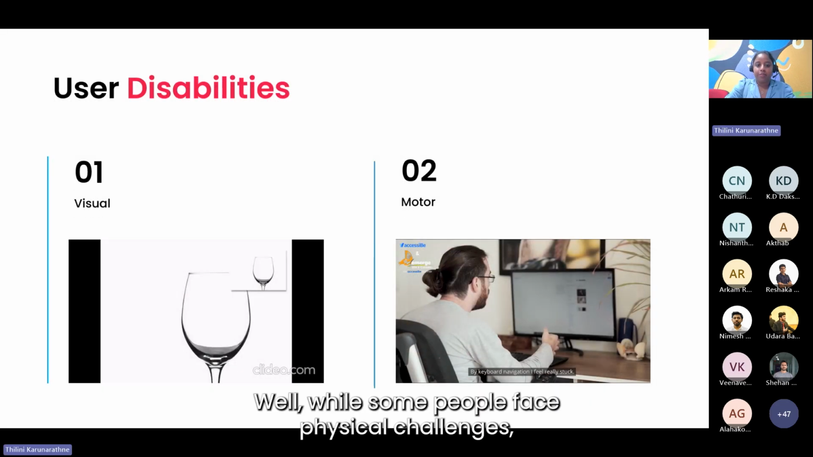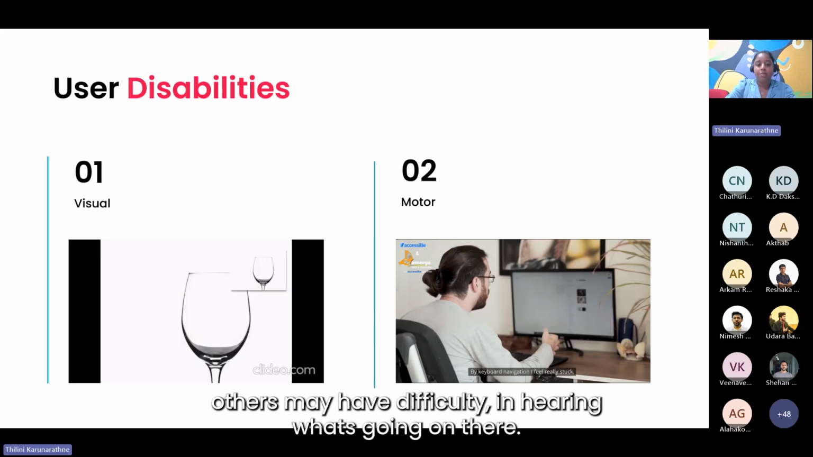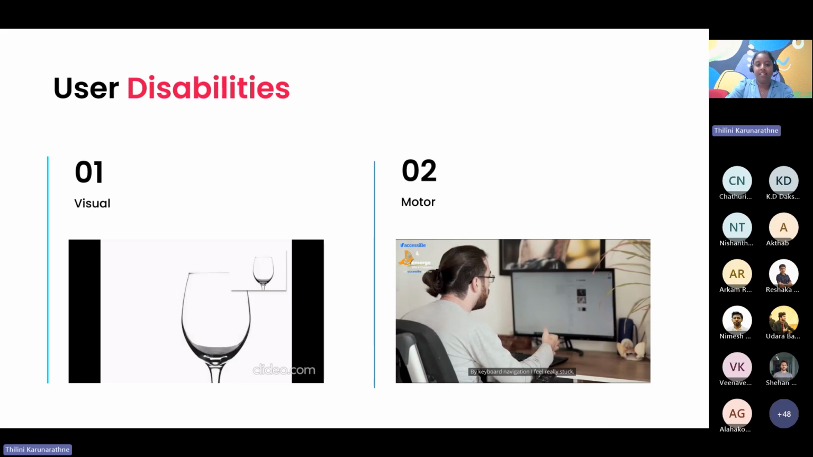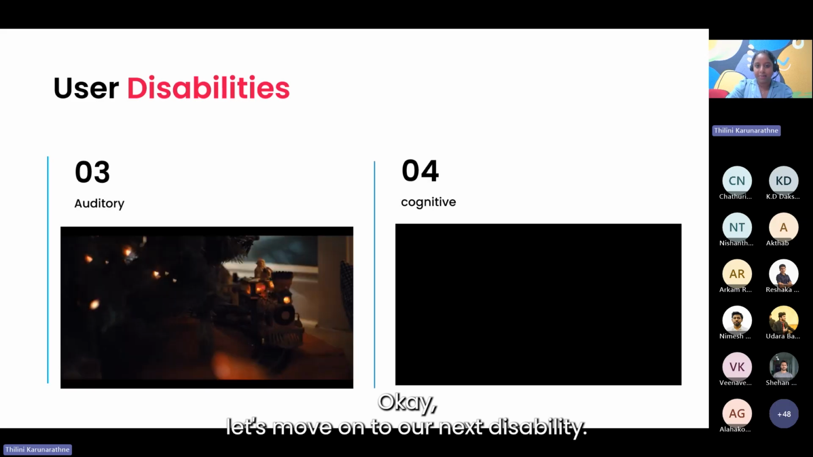Okay. Well, while some people face physical challenges, others may have difficulty hearing what's going on, especially when content relies on sound. Okay, let's move to our next disability, auditory disability. Before talking about that disability, let's watch a video from Apple that shows how technology can help people with hearing loss.